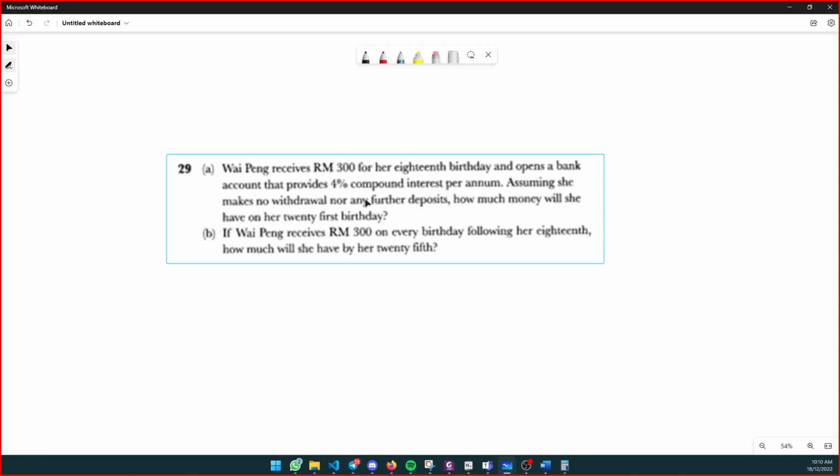Okay, let's try this question. Wai Peng receives 300 ringgit for her 18th birthday and opens a bank account that provides 4% compound interest per annum. Assuming she makes no withdrawal and no further deposits, how much money will she have on her 21st birthday? So that's 3 years, from 18 until 21.